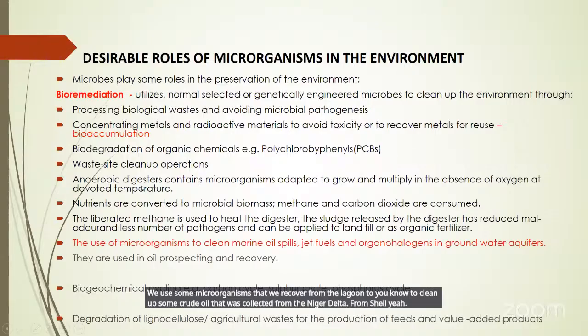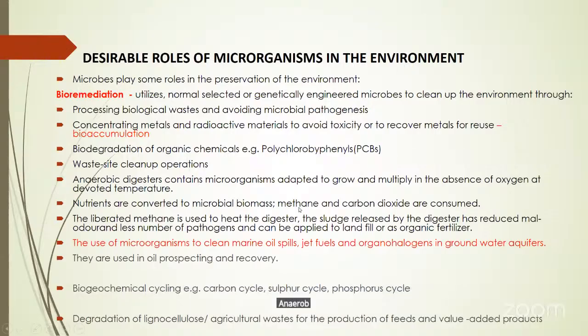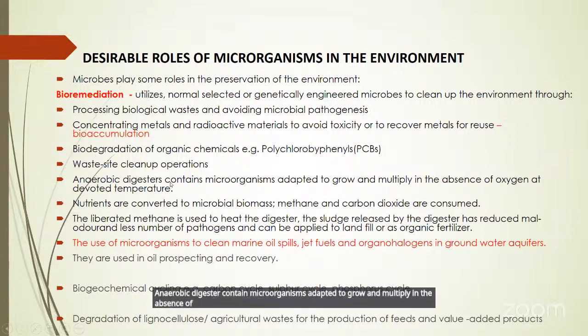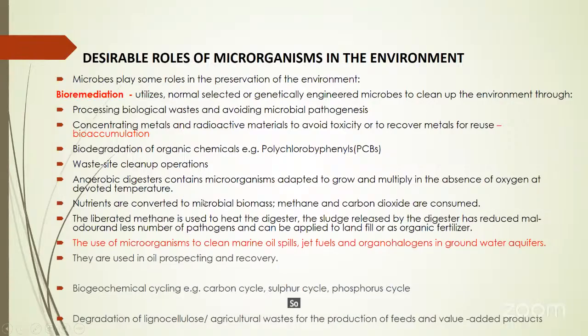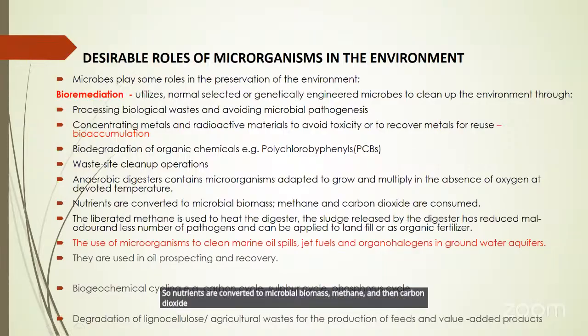Anaerobic digesters contain microorganisms adapted to grow and multiply in the absence of oxygen. This will produce methane gas that can be used in cooking or lighting. So nutrients are converted to microbial biomass and methane, and carbon dioxide is consumed.